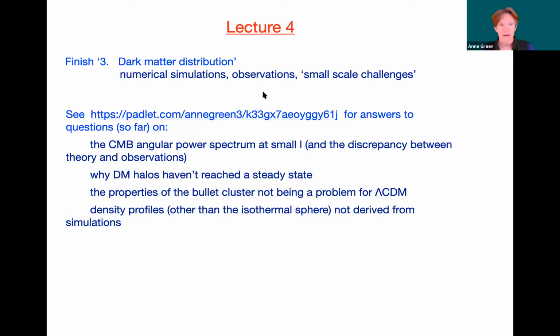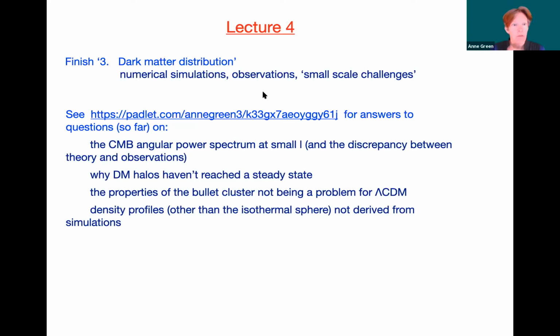So yesterday, after an introduction and looking at the theory of this, we then started looking at numerical simulations. And I gave you a very rough hand-wavy idea of how one does a numerical simulation. We're going to start today by looking at the results from numerical simulations. We're then going to move on to observations and then finish off by talking very briefly about something called small-scale challenges to Lambda CDM. And I think this will fit nicely into today. And then tomorrow we can do the final 4th section of my lectures on how observations can help us probe the nature of dark matter.